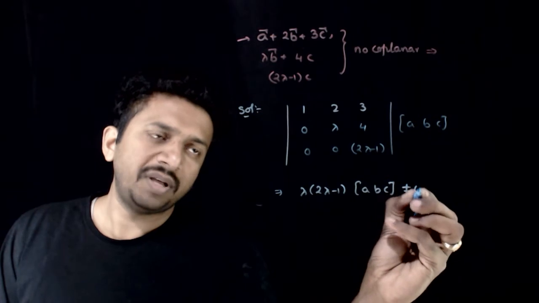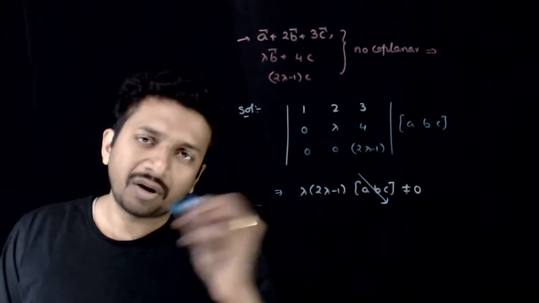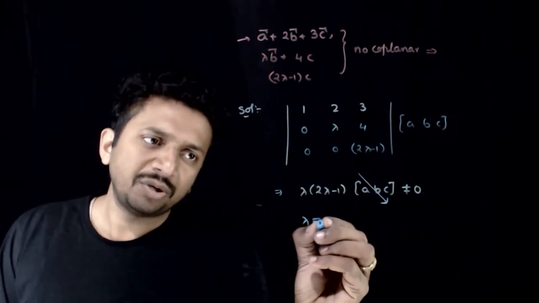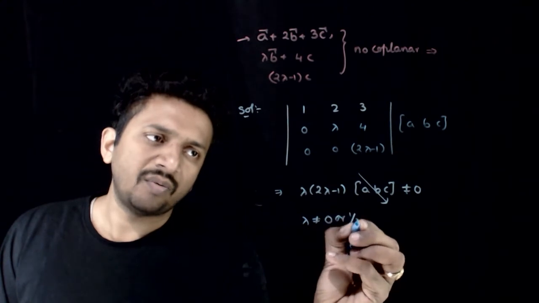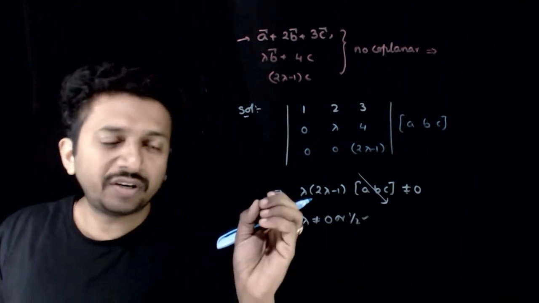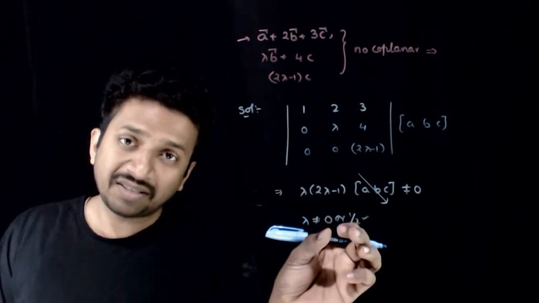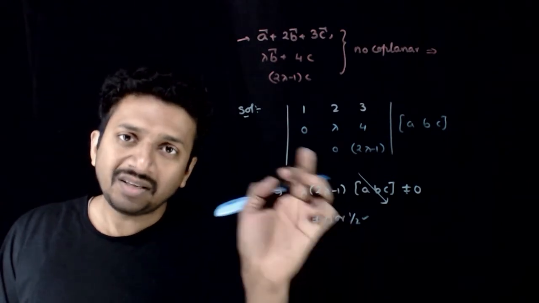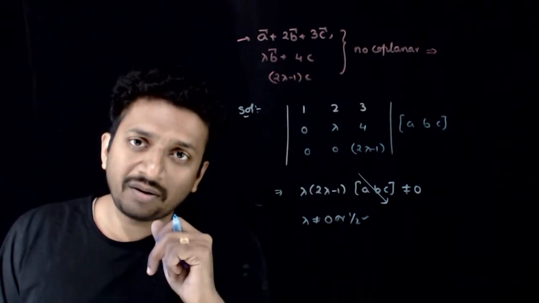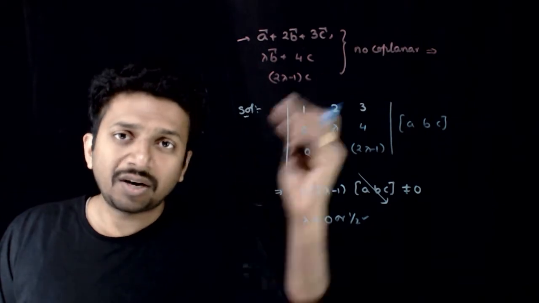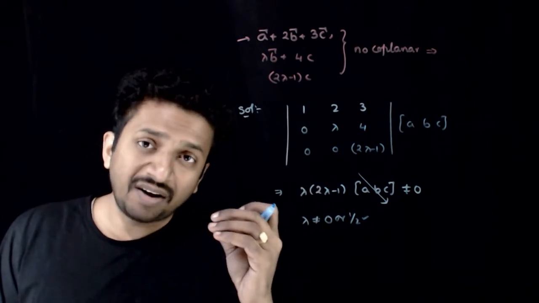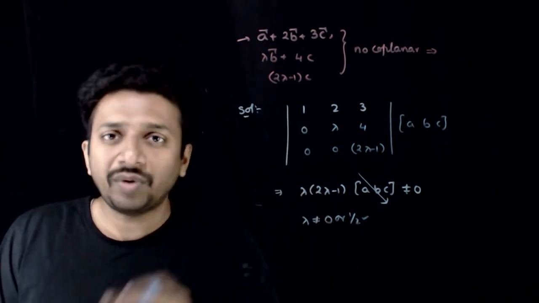So this should not be equal to 0, and box ABC is anyway not equal to 0. So lambda should not be equal to 0 or 1 by 2. That is, except for two values. If lambda is equal to 0 or 1 by 2, these vectors might become coplanar. So if these are non-coplanar, it's valid for all values of lambda except two values of lambda.